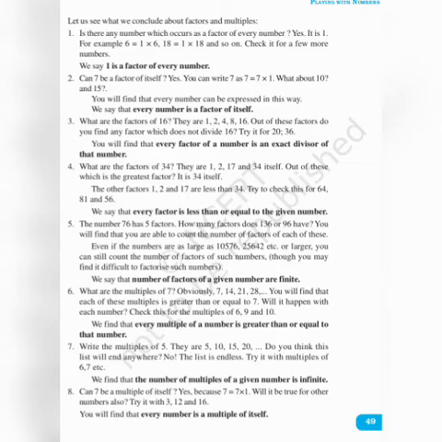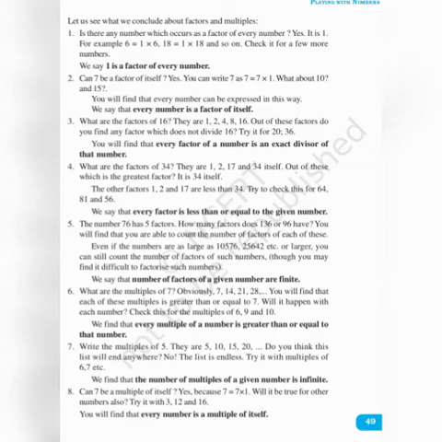Then, the number of factors of a given number is finite. Next, every multiple of a number is greater than or equal to that number. Next, the number of multiples of a given number is infinite. Factors are finite, multiples are infinite, because multiples don't have an ending point.